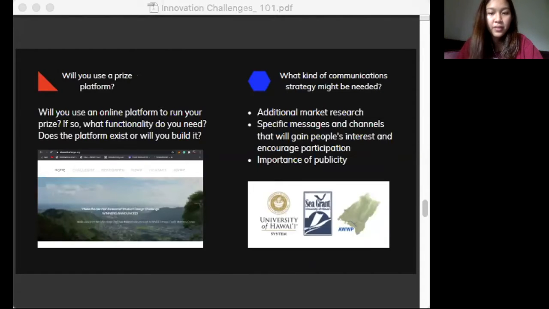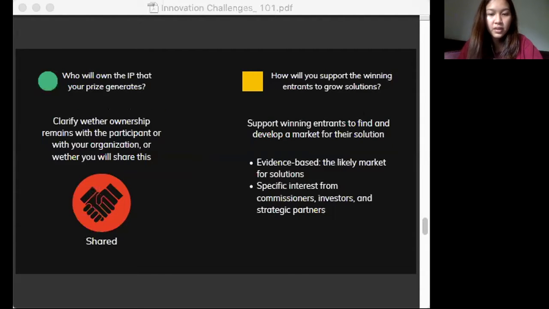And then you will have to outline the key features of a communication strategy for your prize. In relation to likely participants, make sure you have considered the additional market research, specific messages and channels that will gain people's interest and encourage participation, and also the importance of publicity. And then clarify whether ownership remains with the participant or with your organization, or whether you will share this.